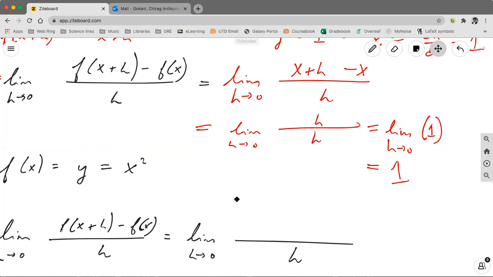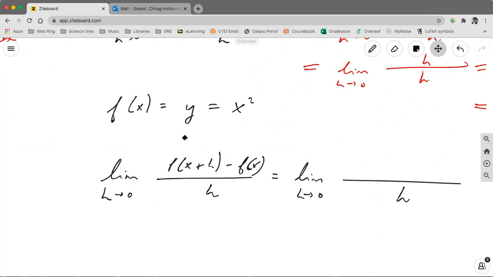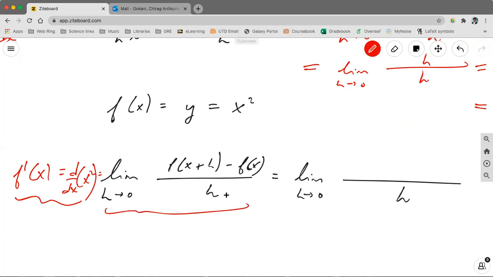Now let's do something a bit more sophisticated. Let's find the derivative of y equals x squared. So here I'm interested in finding f prime of x, which is d dx of x squared. These are, again, all the same statement. The derivative of the function x squared, y equals x squared. So here's the definition of the derivative.